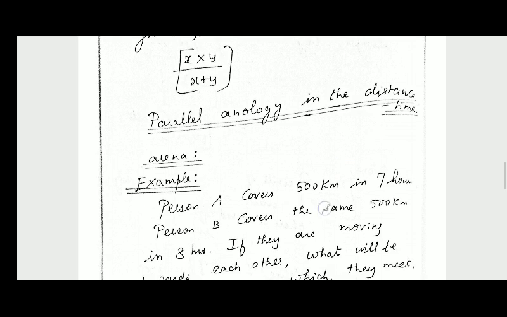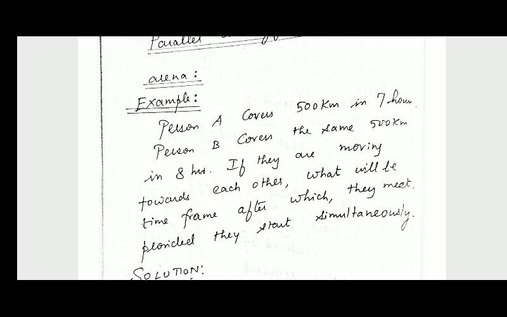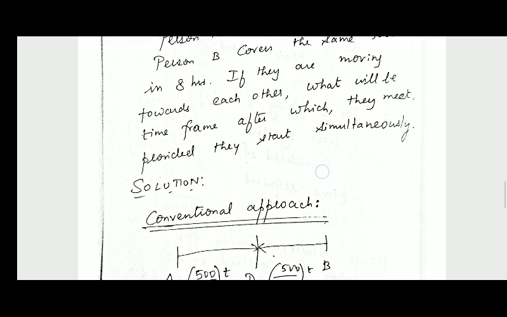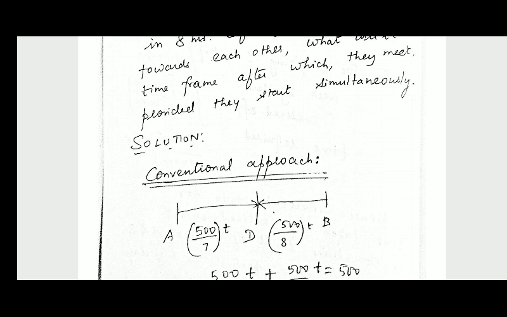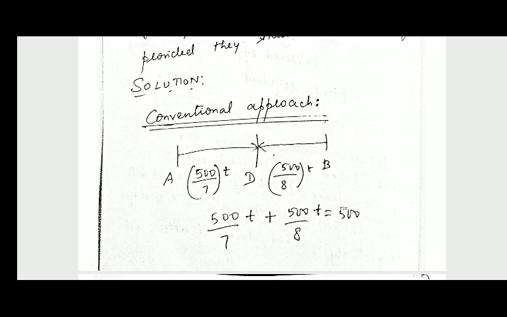Say for example, a scenario is given in which a person A covers 500 km in 7 hours and a person B covers the same 500 km in 8 hours. If they are moving towards each other, what will be the time frame after which they will meet, assuming that they start from their respective places simultaneously? So the solution, which can be done using the conventional approach, will be: obviously they are going to cover 500 kilometers, and since they are starting from their respective places at the same time, the time taken to reach the meeting point will be the same.